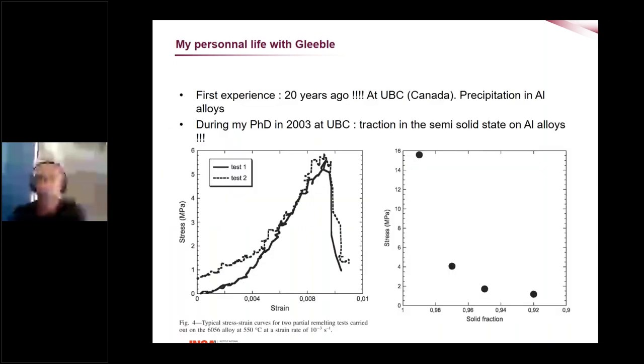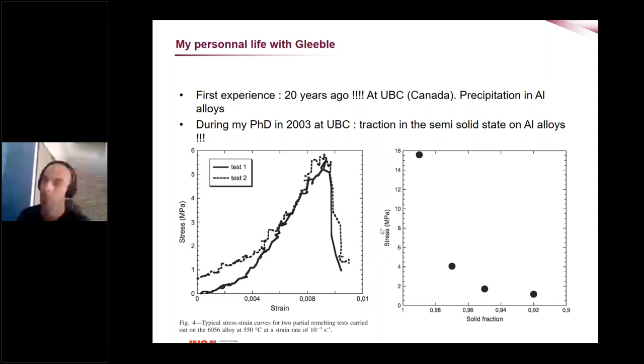So what about my personal life with Gleeble? I consider Gleeble as kind of my second wife, to be honest, because my first experience was 20 years ago. Actually, it was not at INSA, it was at UBC in Canada, and I was working on precipitation in aluminium alloys. Then during my PhD, I managed to go back to UBC, and we carried out some tensile tests in the semi-solid state in aluminium alloys, which was kind of a challenge, as you may imagine, for the people who have already tried semi-solid tests in the Gleeble machine. So this is the curve that you get, the stress as a function of strain. You can see this is a very small stress.